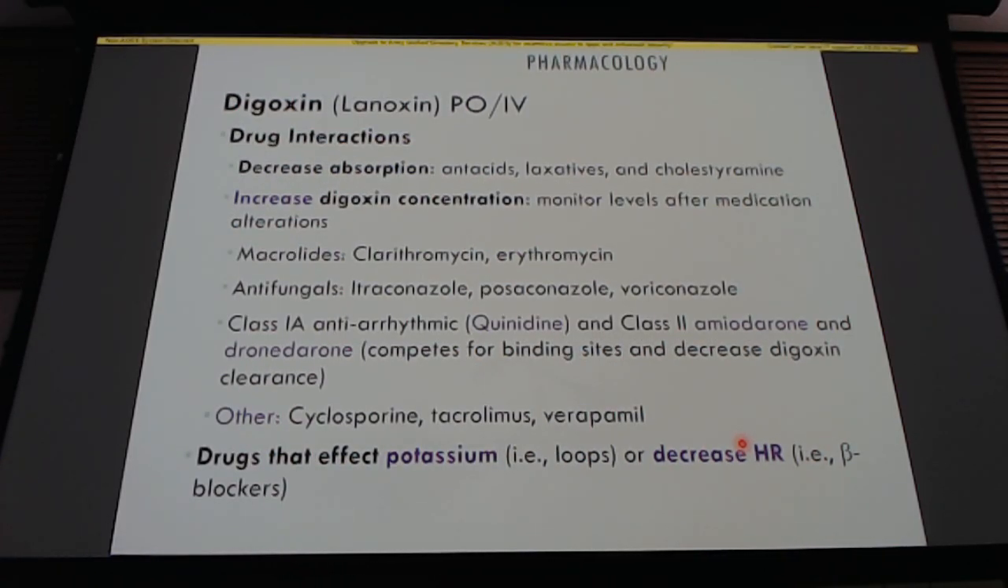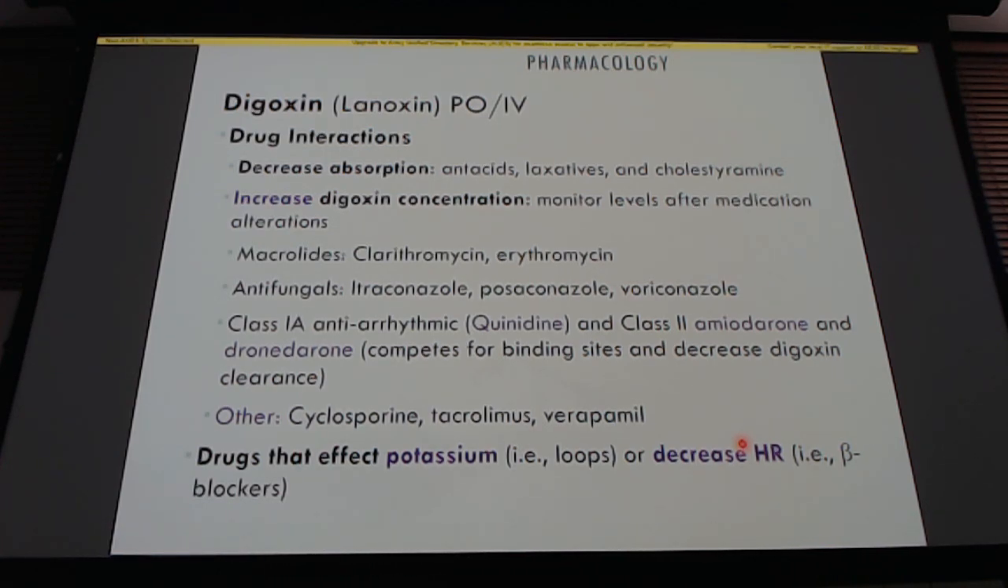Looking at your interactions: if I have somebody who is taking antacids, now they're a problem for us again, right? Because now I can decrease the absorption for my patient if they're taking any type of antacid. When we look at some of our laxatives or our cholestyramines, those aren't absorbed very well, so they can get in the way of the absorption of our medication. So that's why you see the decrease in absorption. With an increase in concentration, you can see that your macrolides, your antifungals, your 1As, and your cyclosporine, tacrolimus, and verapamil can increase the levels of your DIG.